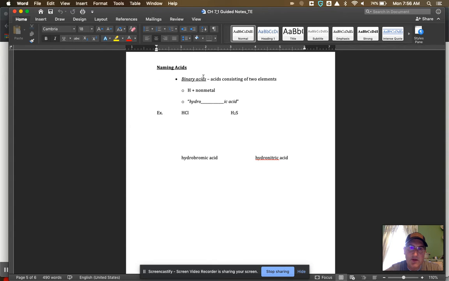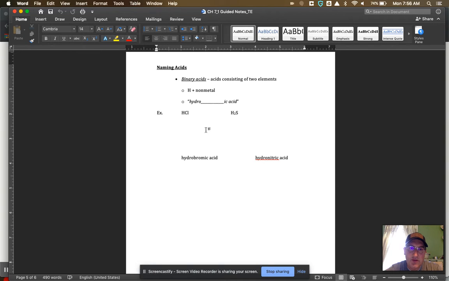Our first type of acid is called a binary acid. It's an acid consisting of just two elements, so it's H and a nonmetal, like I mentioned. It takes the form hydro, then you put the root of that particular nonmetal with the ic ending, and then you add the word acid.